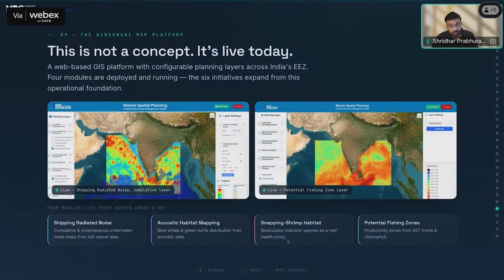So we have a potential fishing zone layer added as well. For different seasons, different months, we can identify which regions currently have potential fishing zones. And on the left, you can see the shipping noise on top of the acoustic habitat map for the green turtles.